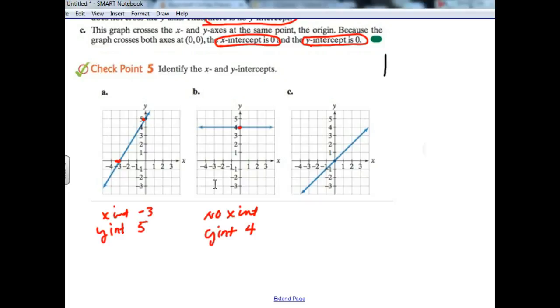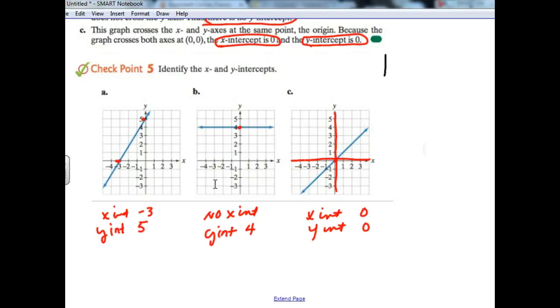And then finally, for picture C here, just like in the example C, the line is crossing only one spot right here, 0, and that 0 is the 0 for the x-axis as well as the 0 for the y-axis. So that means that your x-intercept is 0, and so is your y-intercept.